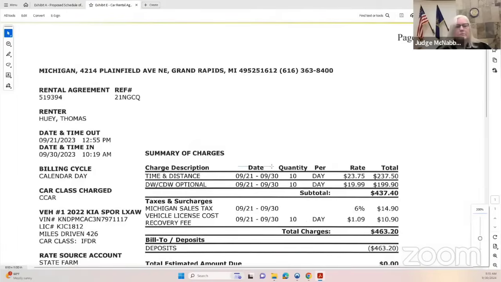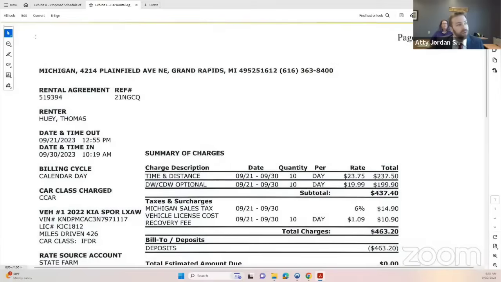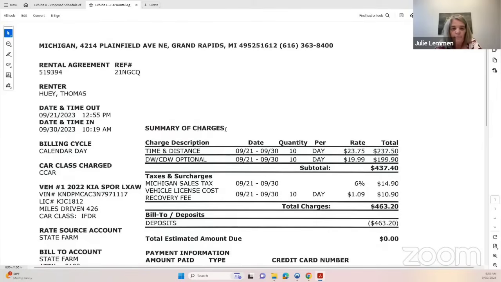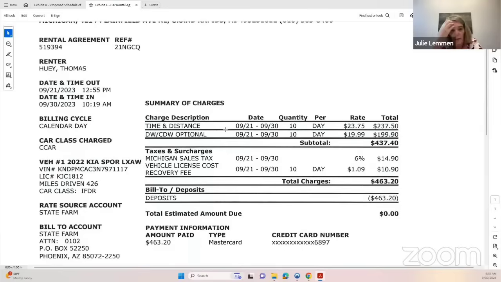Much better. Thank you. All right, so Julie, I'm showing you what has been marked as plaintiff's proposed Exhibit E. Have you seen this before? Yes. Can you tell me what it is? This is the rental car receipt for when they were using the car after the accident, where it references State Farm, because that's my insurance. Does this receipt look to be the same as the last time you saw it? Yes. Your Honor, I'd move for admission of proposed Exhibit E.